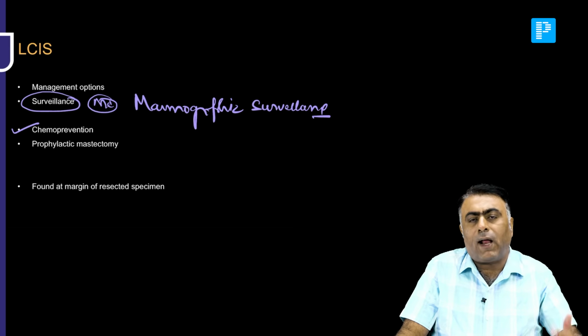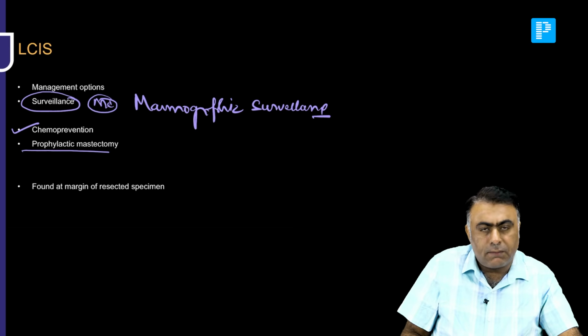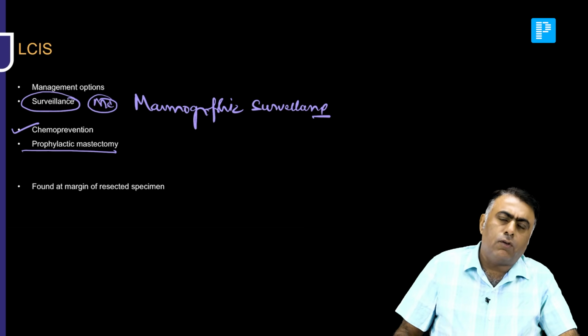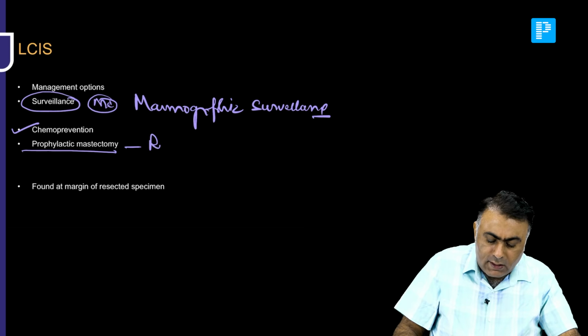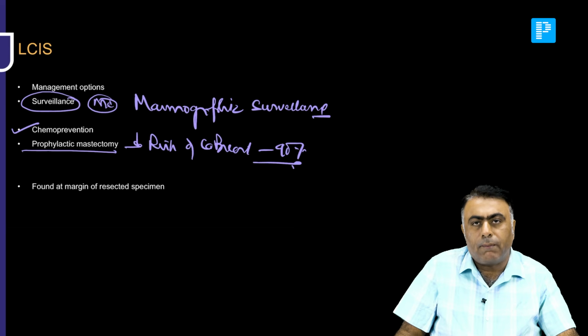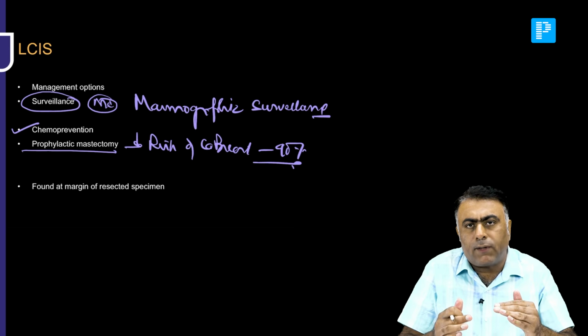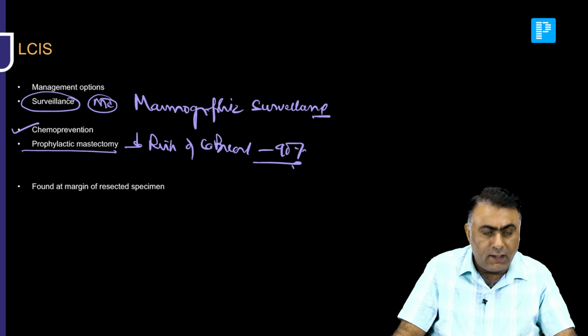Another management option can be prophylactic mastectomy. Not many patients go for this, but if it is done, it reduces the risk of breast cancer almost by 90% in these high risk females. So the most commonly adopted strategy is mammographic surveillance.